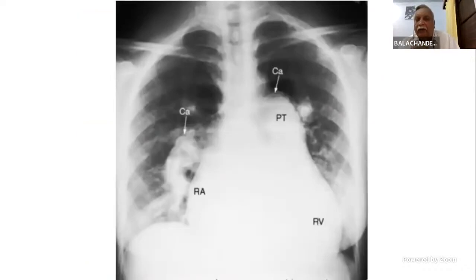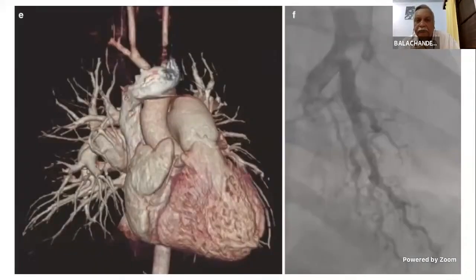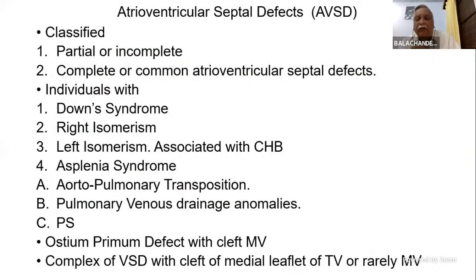And this is a good X-ray. Next one. Next one, please. It'll go a little faster. And next we come to this, called atrioventricular septal defects, AVSD. It can be partial or incomplete, and it can be part of Down syndrome, which you know very well. And it is also a case which can be kept in the exam, ostium primum defect with a cleft MV. Next slide.